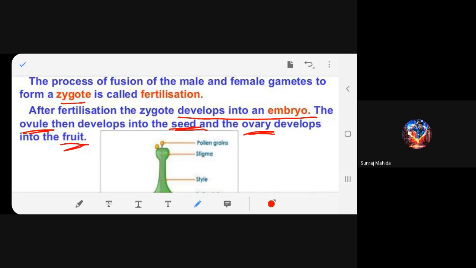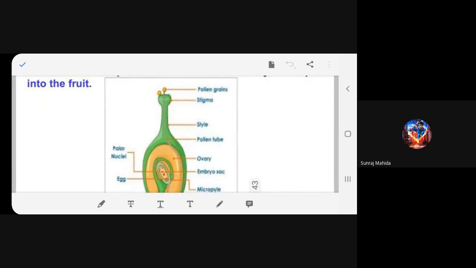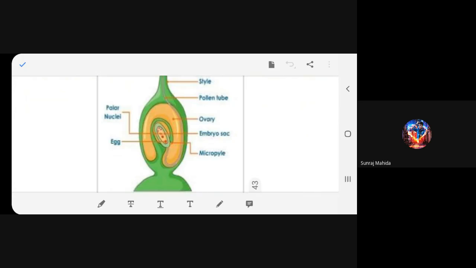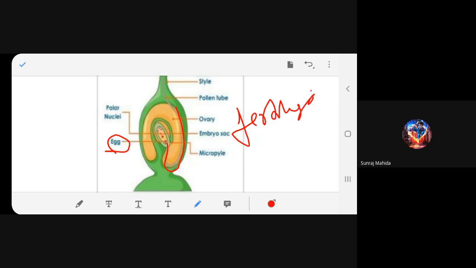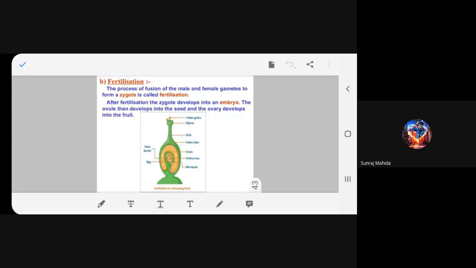Yes, ma'am. Now look over here. These are the pollen grains on the stigma. Agree? The pollen tube is forming down in the style. This pollen tube comes down into the ovary. Yes or no? So this pollen tube is coming down and is fusing with the egg. This is called fertilization. So this is pollination, and after pollination, fertilization takes place. Hope you have understood this much.